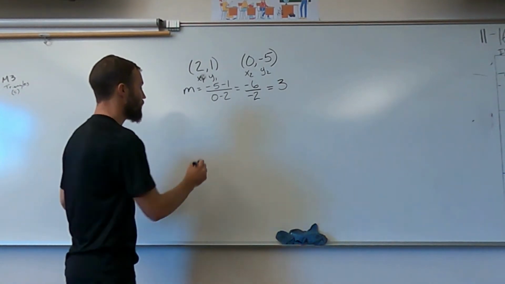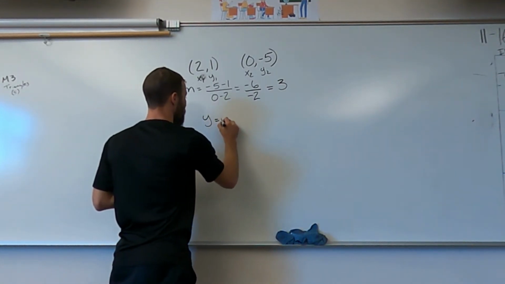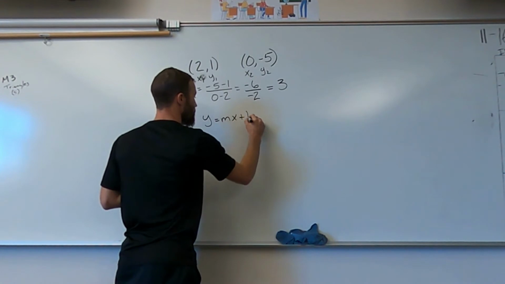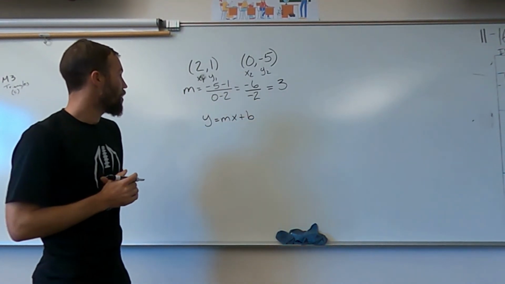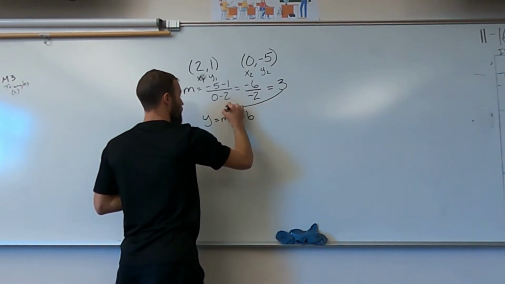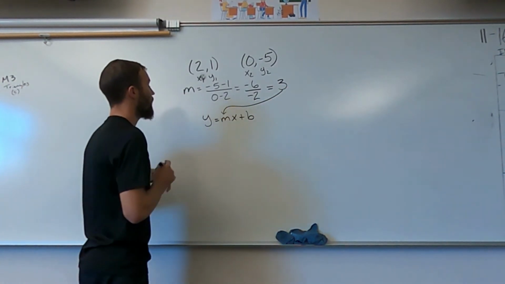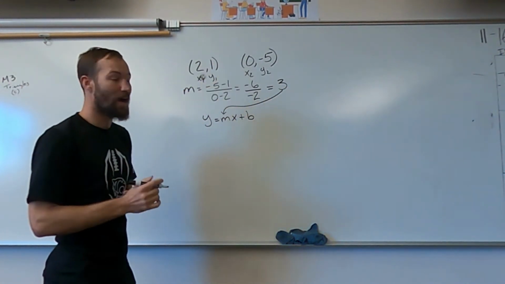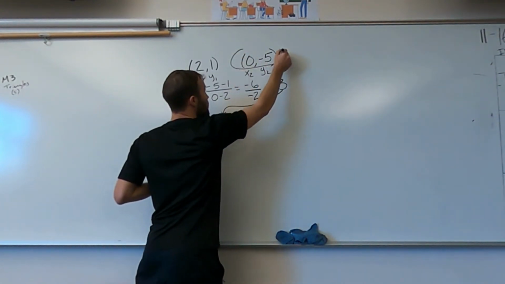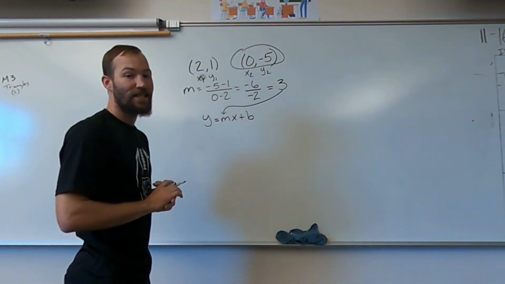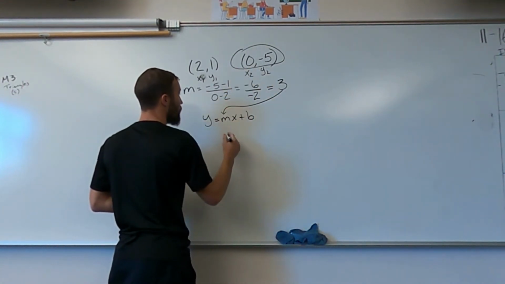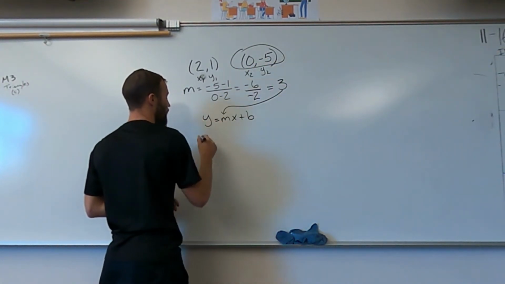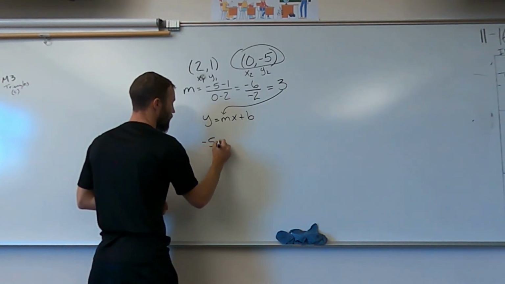Now that we have our slope, we can say y equals mx plus b. Okay, so we're looking for b, so we're going to leave that as b. We're going to plug our 3 in for m, and then we're going to choose one of these for our x and y. I like to choose the one with 0 in it, just because anytime I multiply by 0, I get 0. So our x value is going to be 0, and our y value is going to be -5. So I can plug that in.